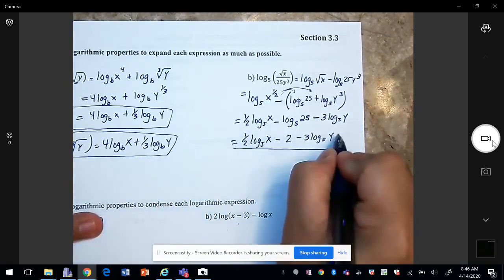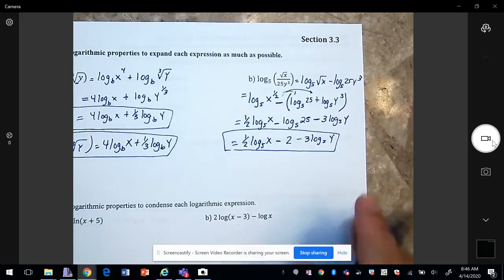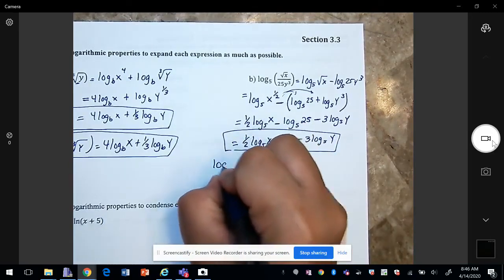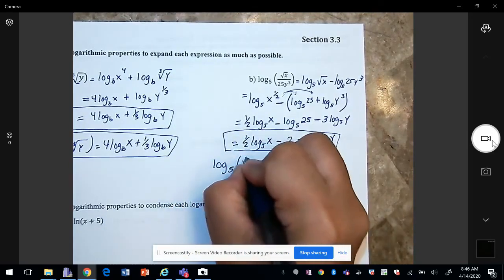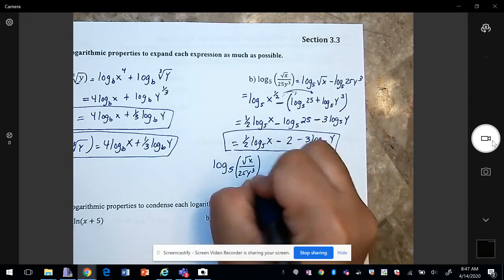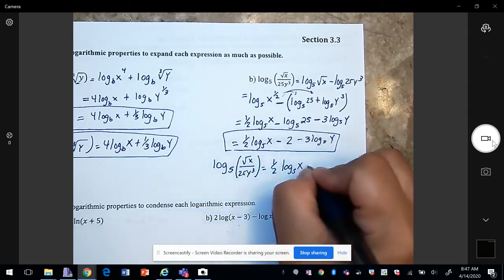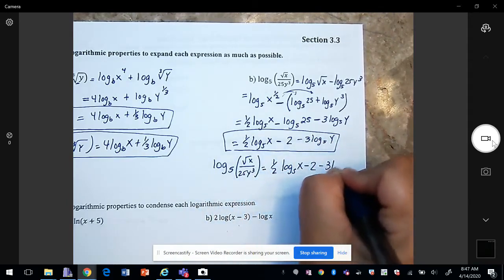And so this would be our expanded answer for this logarithm. So log base 5 of square root of x divided by 25 times y cubed is equal to 1/2 log base 5 of x minus 2 minus 3 times log base 5 of y.